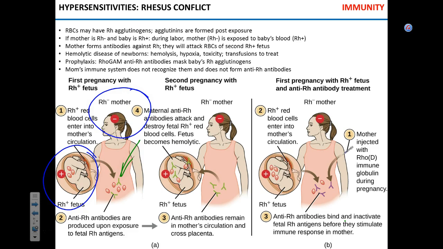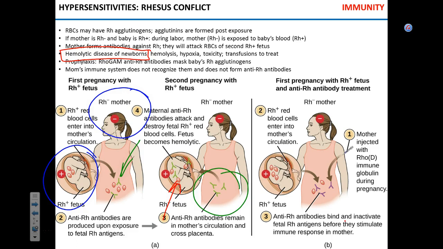And then the mother has the second pregnancy. But this time, she has those immunoglobulins that, as you may remember, will cross the placenta, get into the baby's blood, bind to the baby's red blood cells, and will start what is called hemolytic disease of the newborn, or erythroblastosis fetalis. Now imagine hemolysis, hypoxia, anemia, but in the fetus that's inside of a mom, which makes it really hard to treat. It's treatable, but really hard.